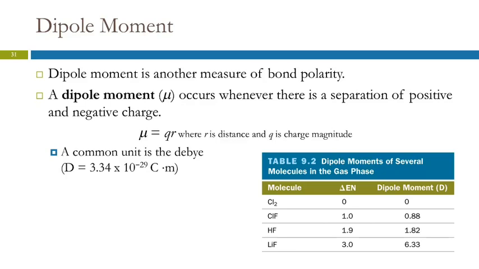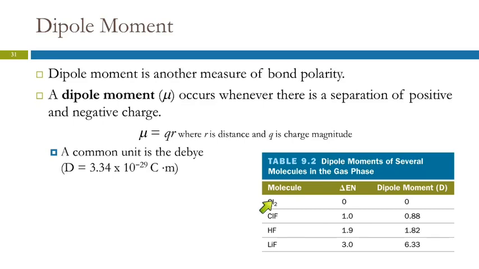Okay? A common unit of dipole moment is the debye. And a debye is 3.34 times 10 to the minus 29 coulombs times meters. So Q is charge measured in coulombs, and R is a distance measured in meters. And so that gives us this weird unit.